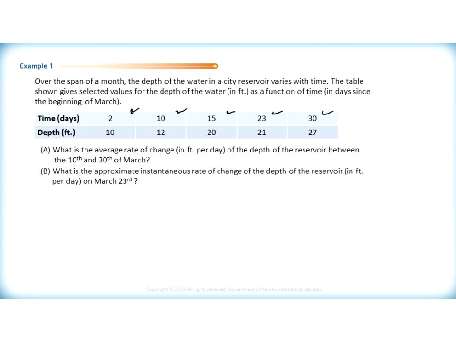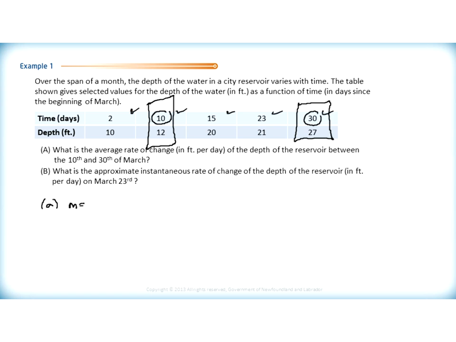It says in part A, what is the average rate of change in feet per day of the depth of the reservoir between the 10th and 30th of March? So this will be the 10th, and this will be the 30th. So basically, we want to find the average rate of change. If this were a graph, I'd be calculating the slope of the secant line that goes between those 2 points.